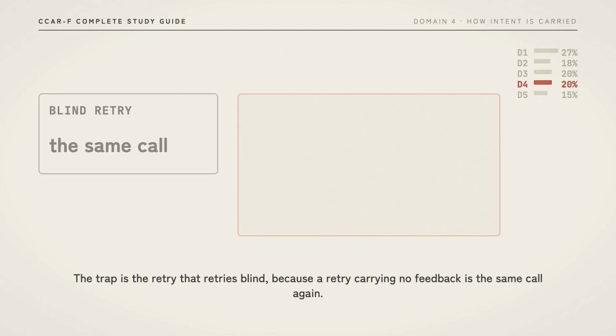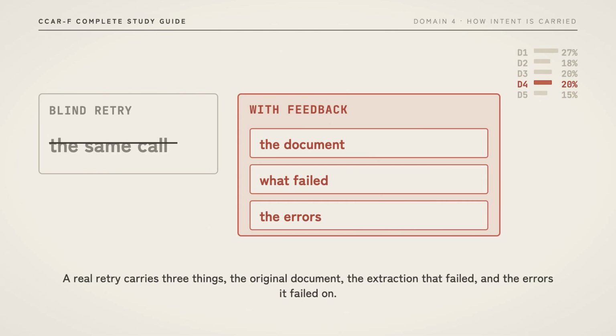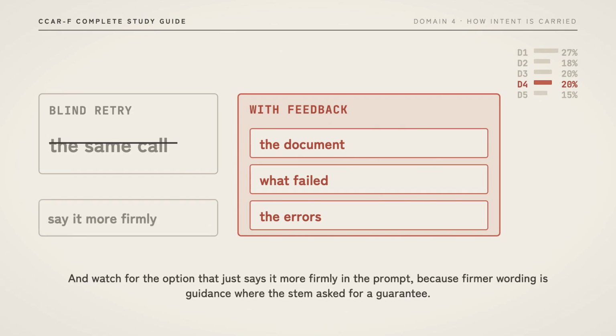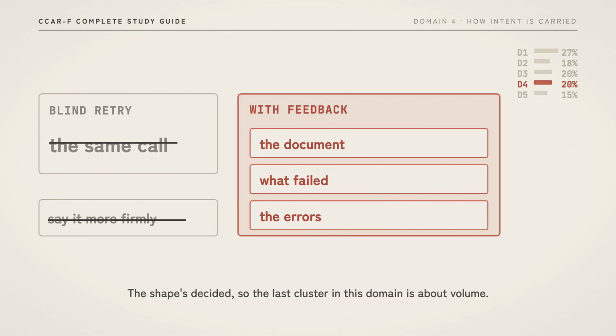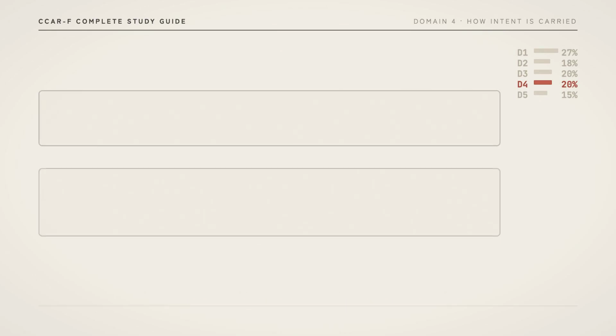The trap is the retry that retries blind, because a retry carrying no feedback is the same call again. A real retry carries three things: the original document, the extraction that failed, and the errors it failed on. And watch for the option that just says it more firmly in the prompt, because firmer wording is guidance where the stem asked for a guarantee. The shape's decided, so the last cluster in this domain is about volume.